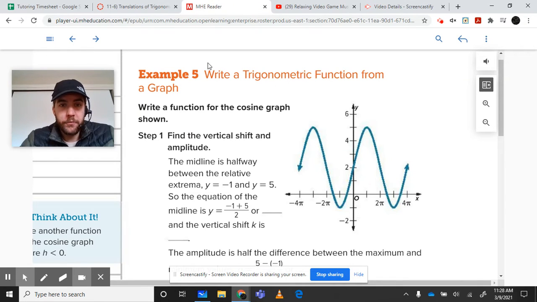Okay, so we're on our final example here for this lesson and for this series of lessons. We're trying to write a trigonometric function from a graph. So this is kind of where we culminate. We see an image of a wave and we want to say, how can we turn this into math language? How can we turn this into an equation?